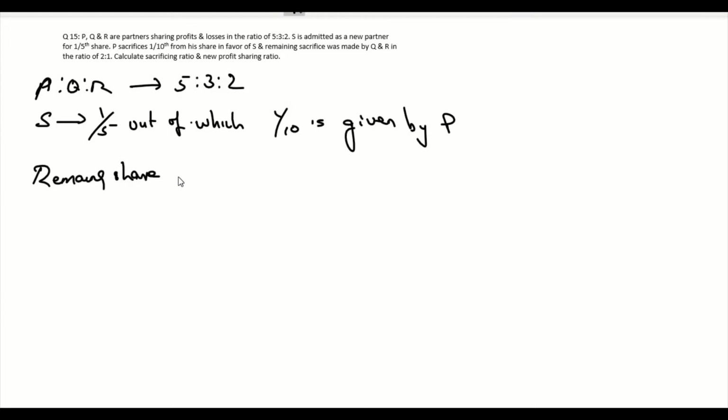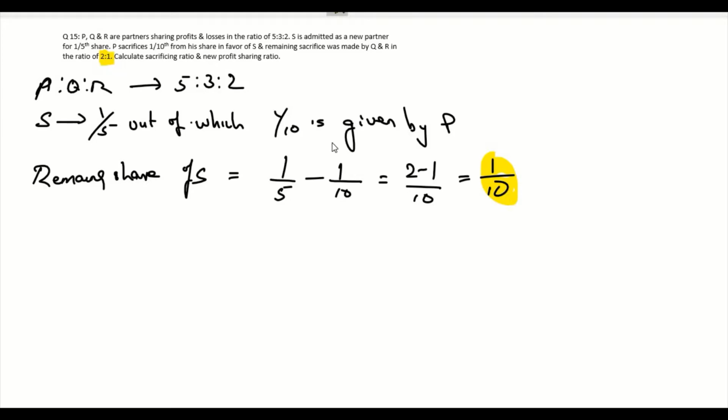Remaining share of S after 1/10 given by P. That is equal to 1/5, his total share in the business, minus what is given by P, that is 1/10, which is equal to 2 minus 1/10, that is equal to 1/10. So this 1/10 of S's share in profit is going to be given by Q and R in the ratio of 2:1. So here it is mentioned they have to share this 1/10 in the ratio of 2:1.